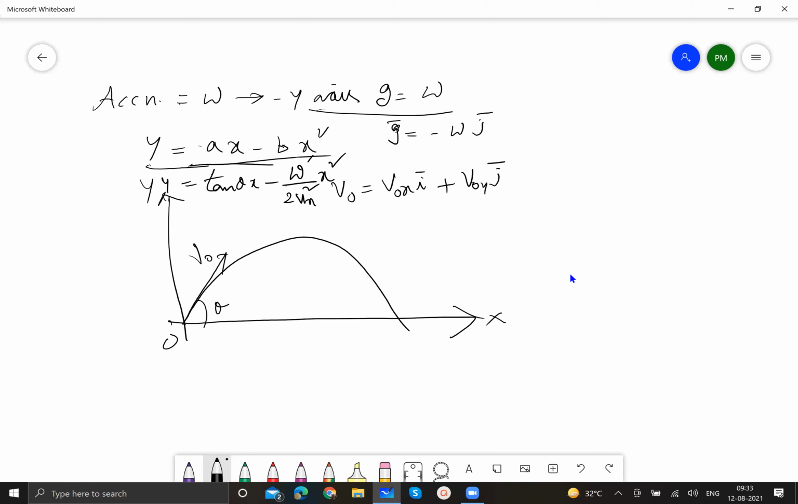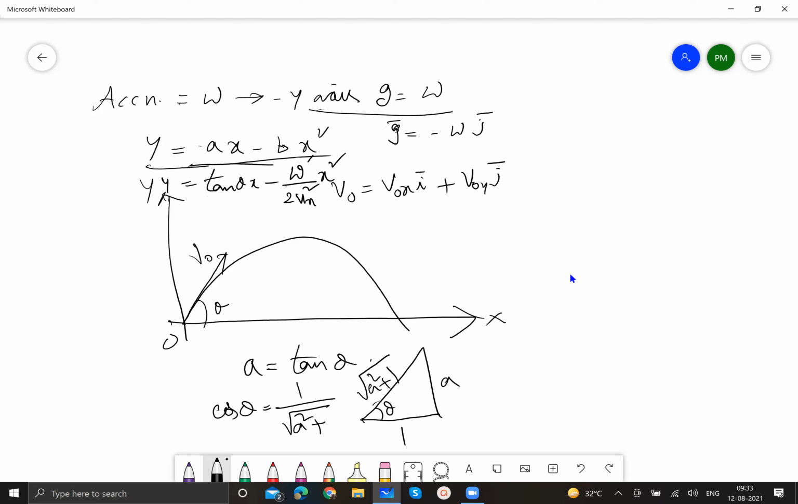Then we'll get a is equal to tan theta. So this is a, this is 1, this is theta. Then this will be root of a square plus 1. So cos theta is 1 by root of a square plus 1.